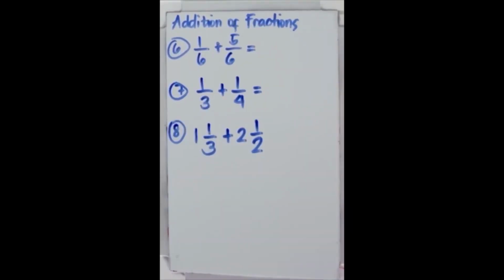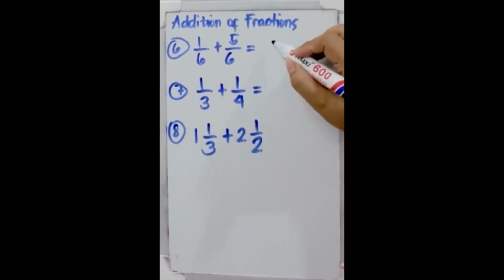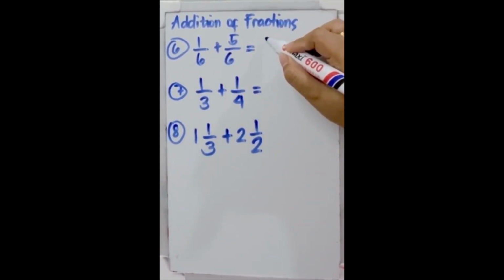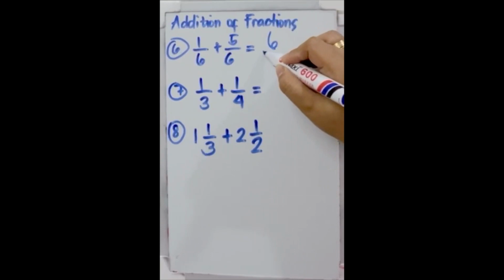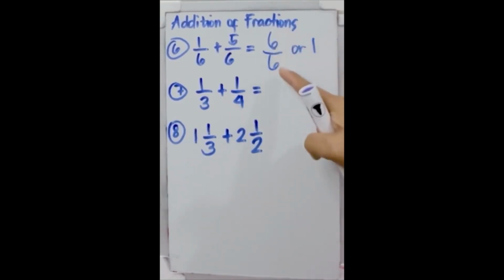I added more examples here for the addition of fractions. We have here 1 over 6 plus 5 over 6. Since these are similar fractions having the same denominators, we will be just adding 1 plus 5, the numerators. So 1 plus 5 will give us 6 all over, just copy the 6. So 6 over 6, or just 1, because 6 over 6 is just equal to 1.